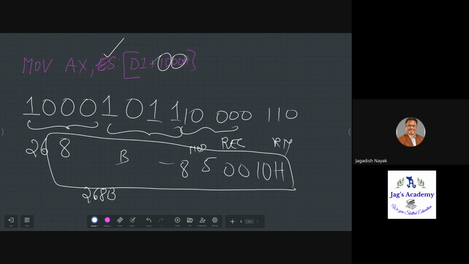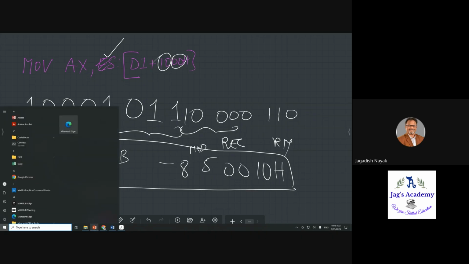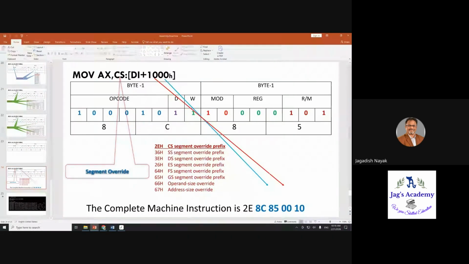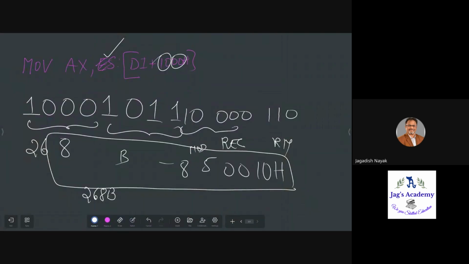Did you check it? Maybe H is written there as hexadecimal values. 26, H is hexadecimal. It's not a number, it's just a representation. Okay, so 26 8B 85 0010. This is going to be your machine instruction.